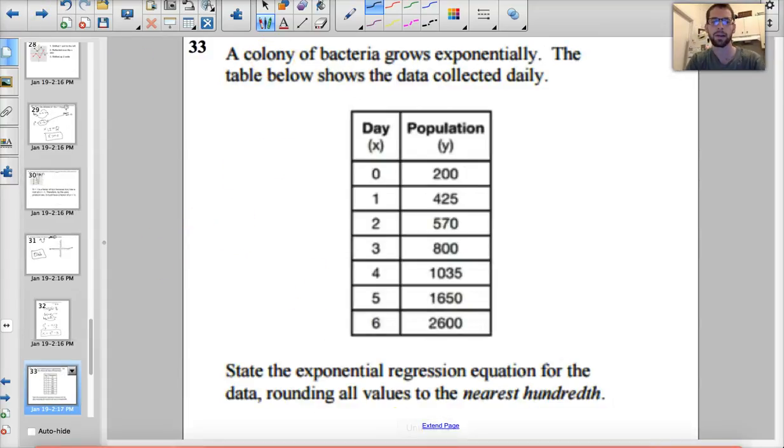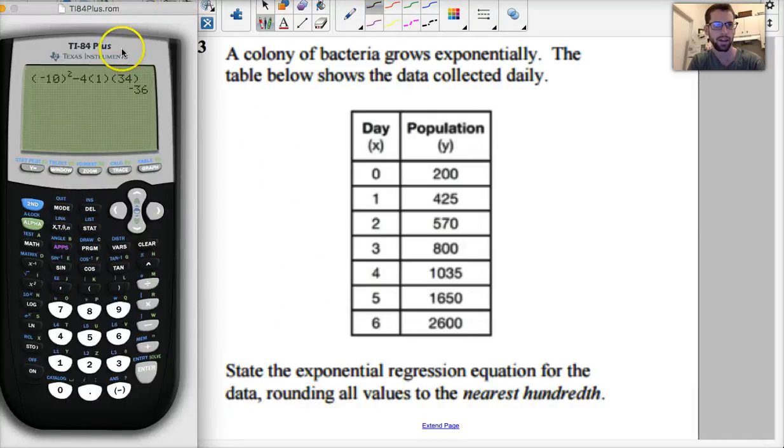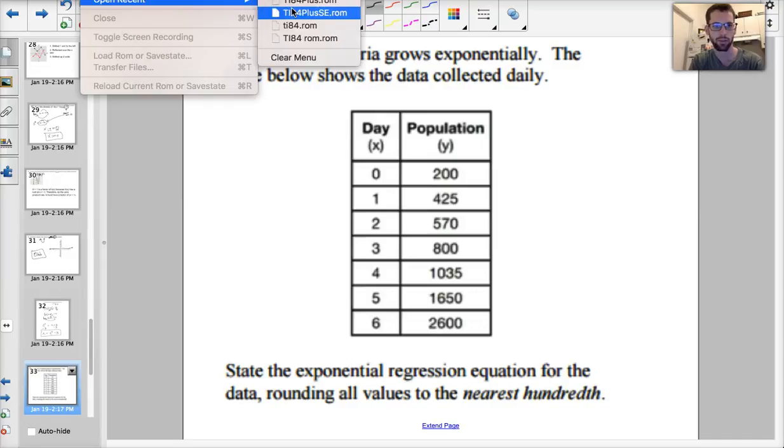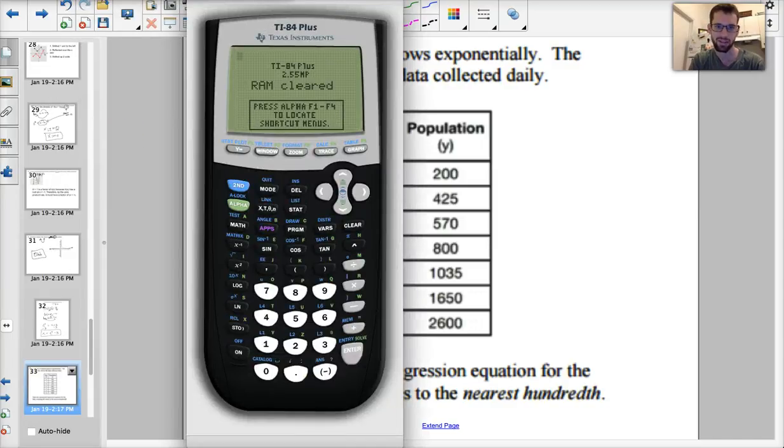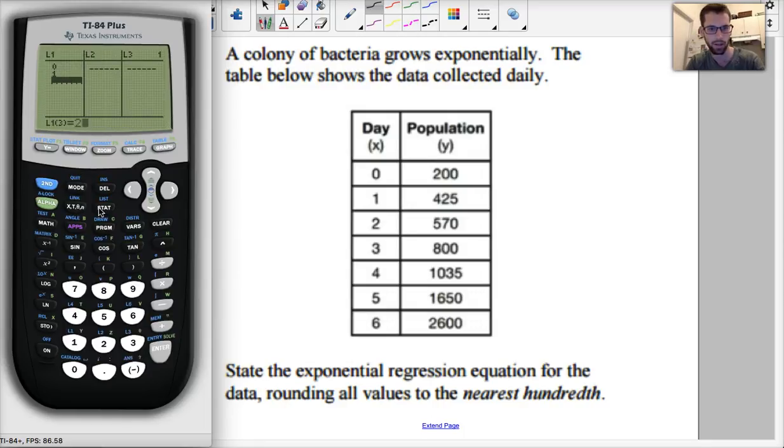Next. Okay, I've got a colony of bacteria growing exponentially, and the table shows the data collected daily. It is asking me to do an exponential regression equation. So I am going to go ahead and pull up my calculator. I'm going to stat, I'm going to go to edit, and I am going to put in these points: 0, 1, 2, 3, 4, 5, 6.